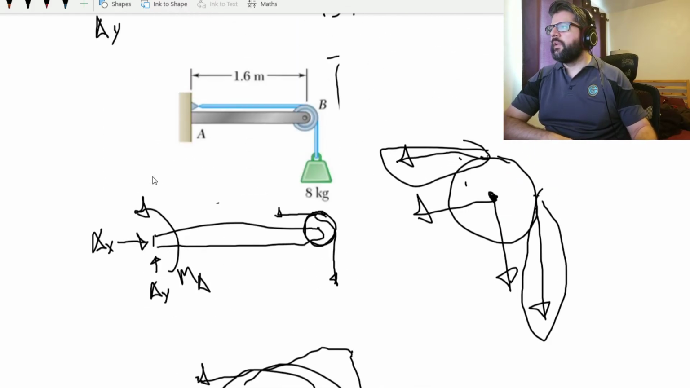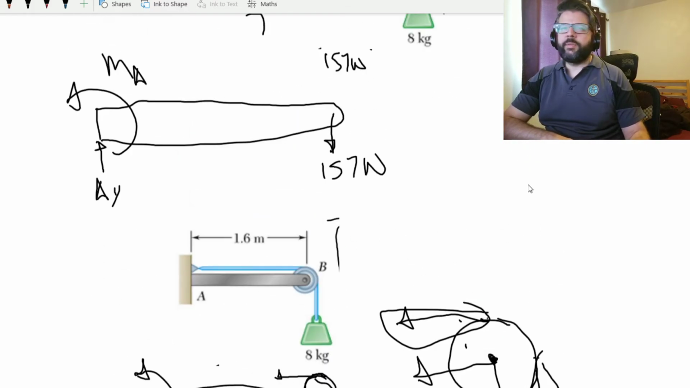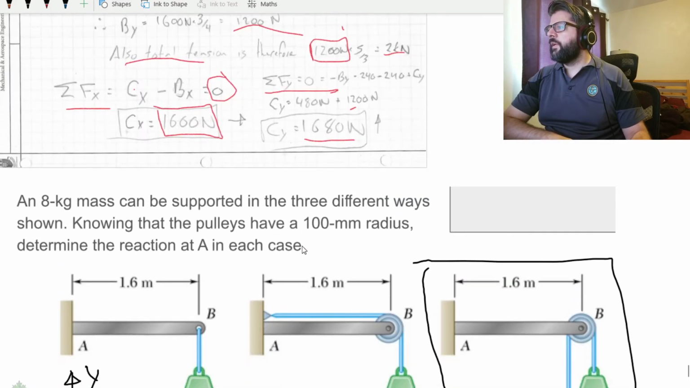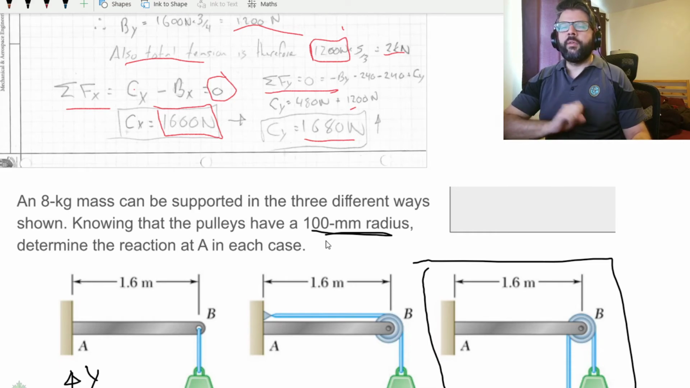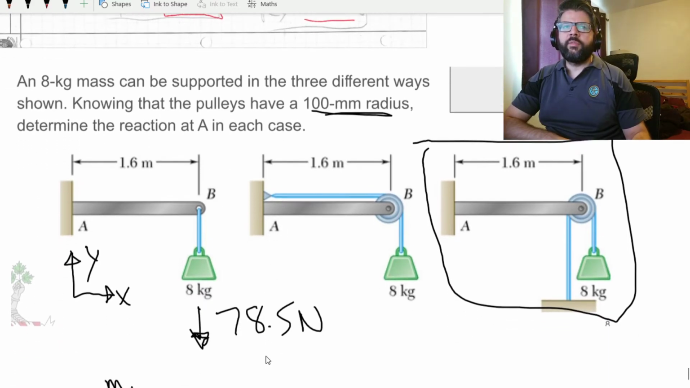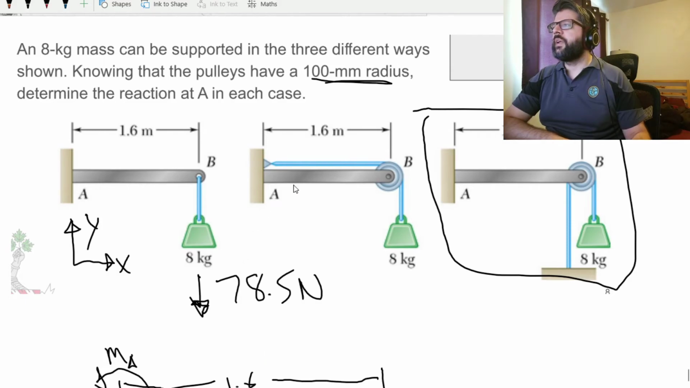which basically means we got this pulley system here. We don't actually need to know that it's 100 millimeter radius. The fact that it's 100 millimeter radius is basically completely irrelevant to us. We would get the same reaction at A regardless of what the actual radius of this pulley is.